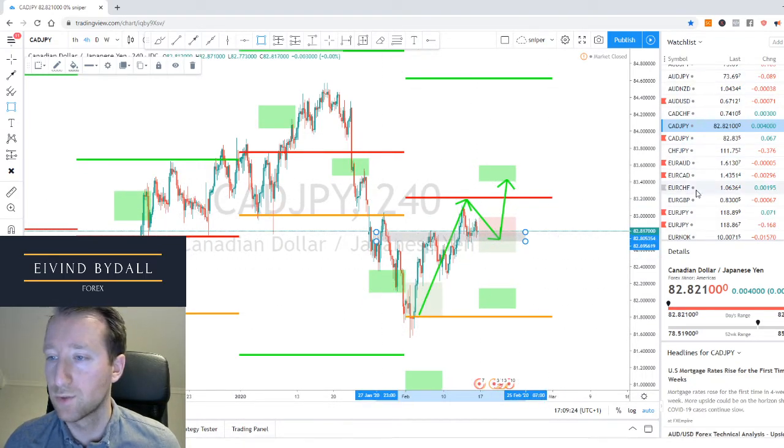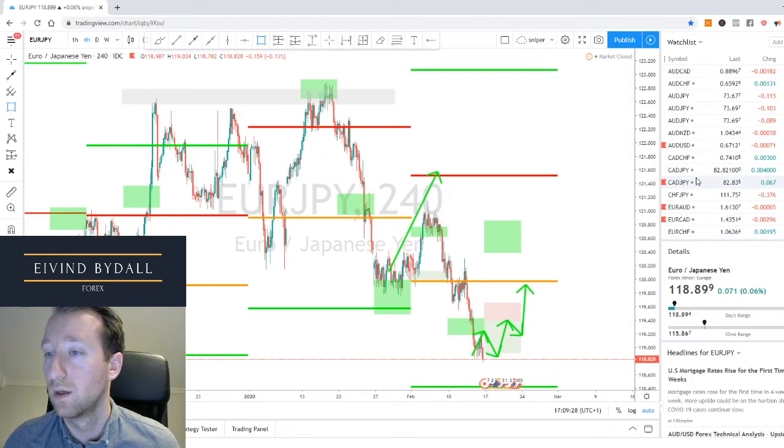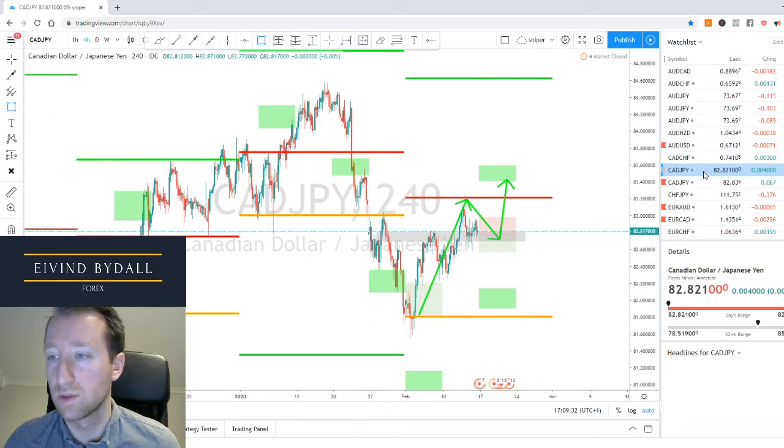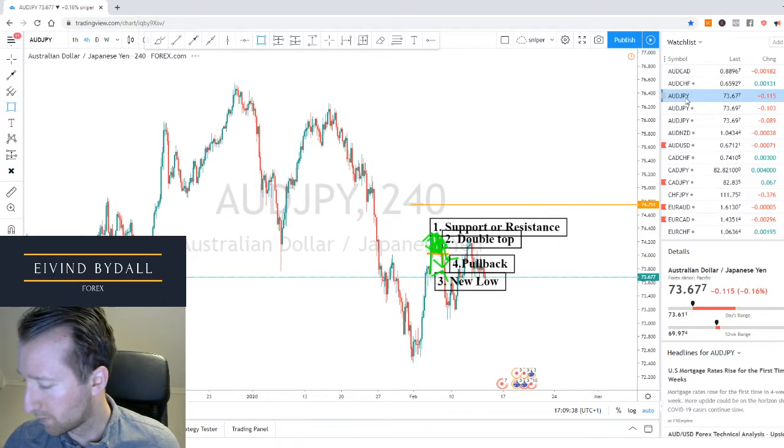CAD seems to be very strong compared to euro yen, for example. Totally different. So this one is definitely stronger, so just until it breaks, it will go higher. Okay, isn't that amazing?